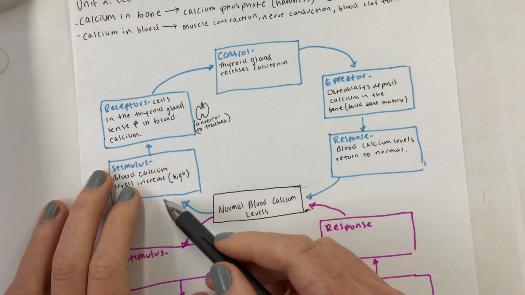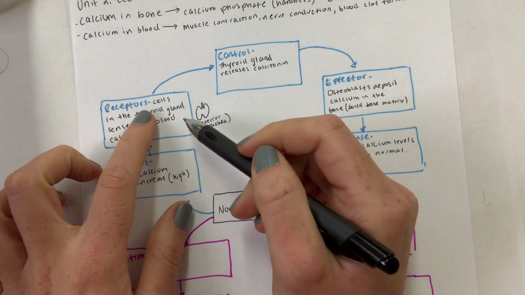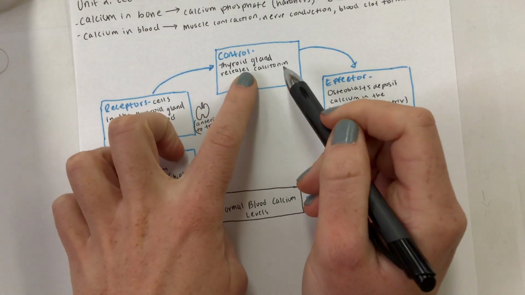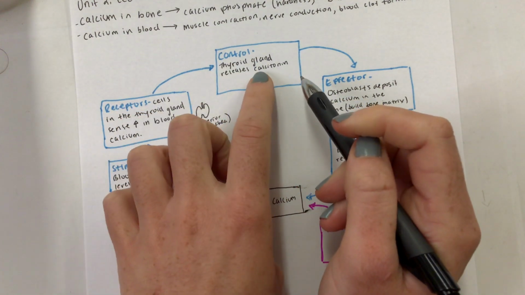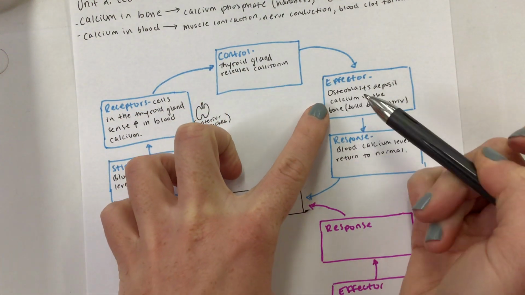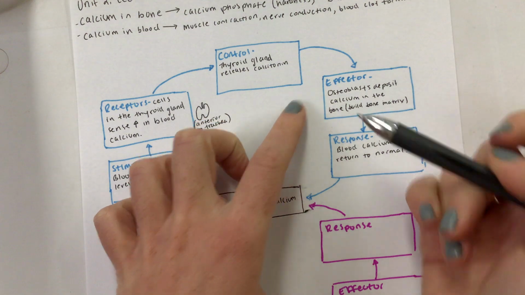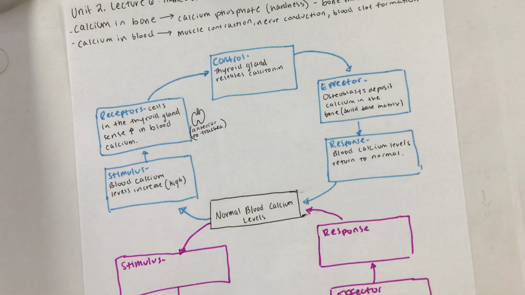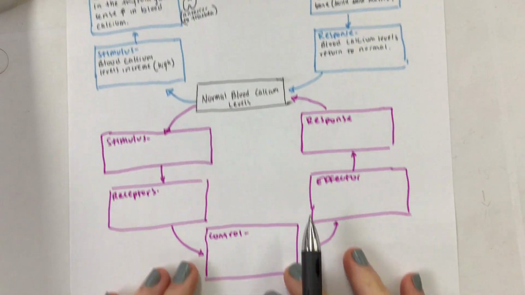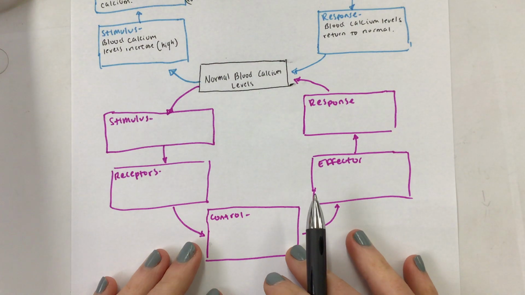So some key things here to note is the stimulus is high calcium levels in the blood. The receptor is the thyroid gland. Calcitonin is the hormone released. Osteoblasts are the bone cells involved. And those are some key terms that you'll see are different from our feedback loop down here.